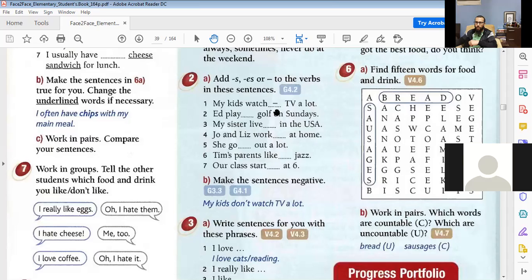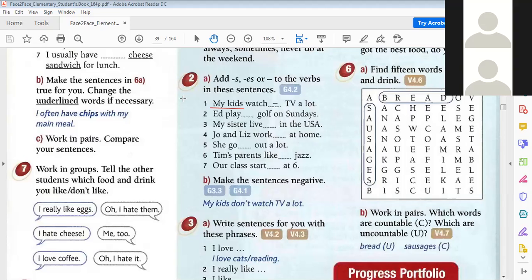So number 1, my kids watch TV. Who can tell me why don't we put S here with watch? Because kids is plural. Exactly. Kids is plural. So plural means they, right? So they watch. So there's no change.